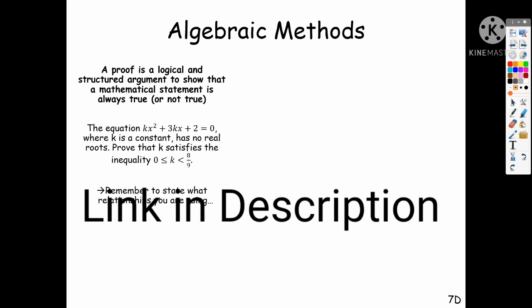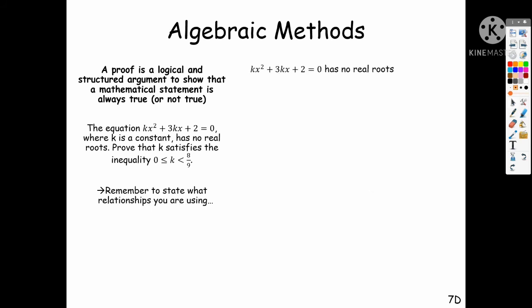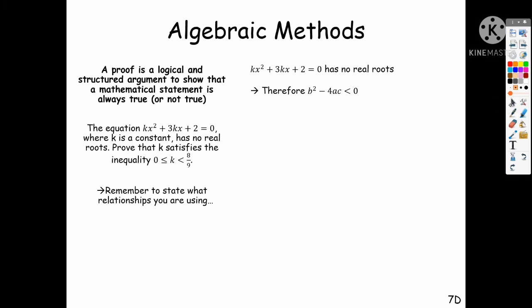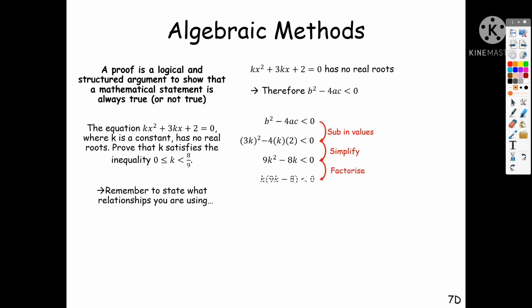So remember to state what relationships you are using. It has no real roots, therefore I went with the discriminant way. I said that b squared minus 4ac is less than 0. It can't be equal to 0, because then it would have double roots, it would have a repeated root. So I can substitute in the values and simplify, so I'll get 9k squared minus 8k is less than 0. Factorize that, so I'll get k lots of 9k minus 8 is less than 0.